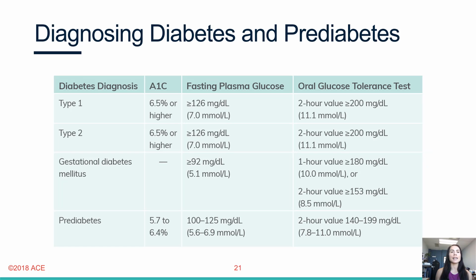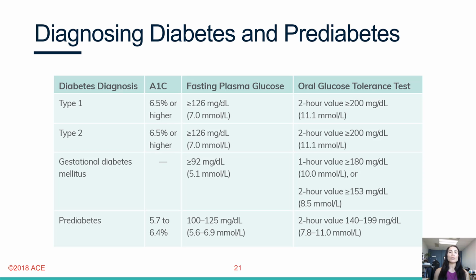This is a nice chart to show you the different types of diabetes. You can see that on the left, and then the different values, whether it's A1C or fasting plasma glucose. There's also something known as the oral glucose tolerance test, but again, that's not used as much, I would say, as A1C and fasting plasma glucose.